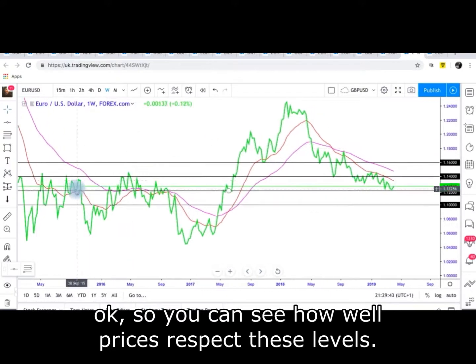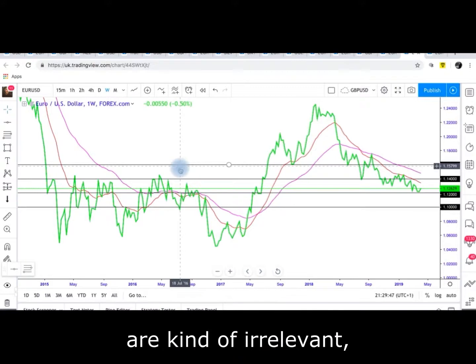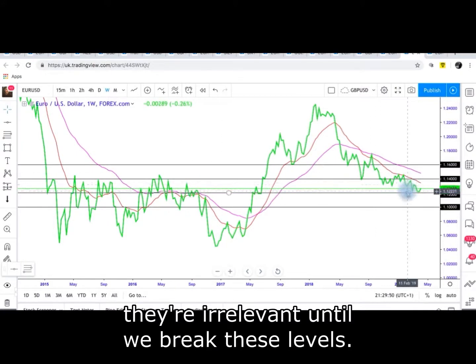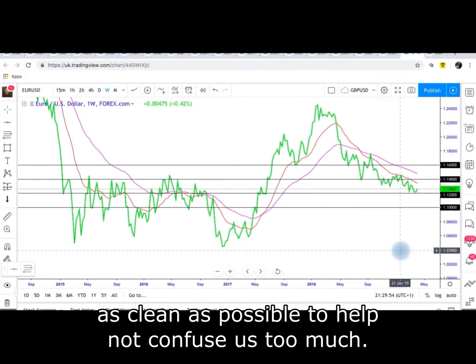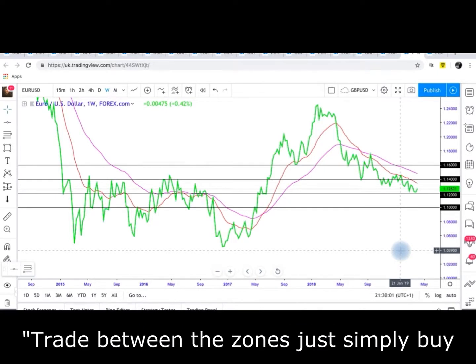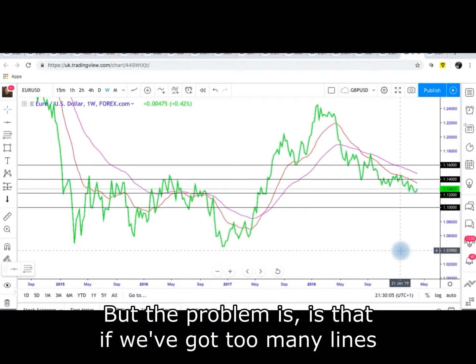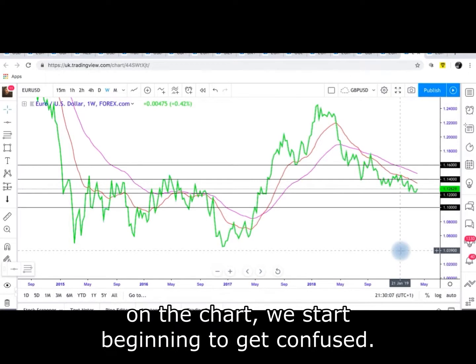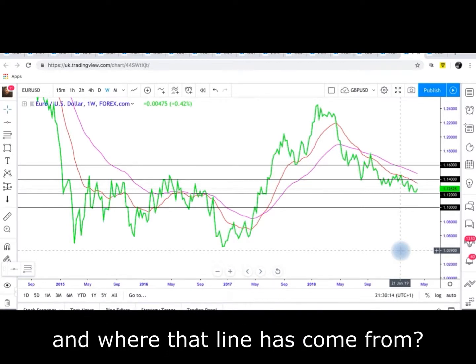Okay, so you can see how well price has respected these levels. But the thing is that these levels right now are kind of irrelevant. They're irrelevant until we break these levels. So the idea is to try and keep our charts as clean as possible to help not confuse us too much. Because I hear a lot with traders where they say, trade between the zones, just simply buy if it bounces off one line, sell it off the next line. But the problem is that if we've got too many lines on the chart, we start to get confused. Which line means what? Which line has the most significance? And where has that line come from?